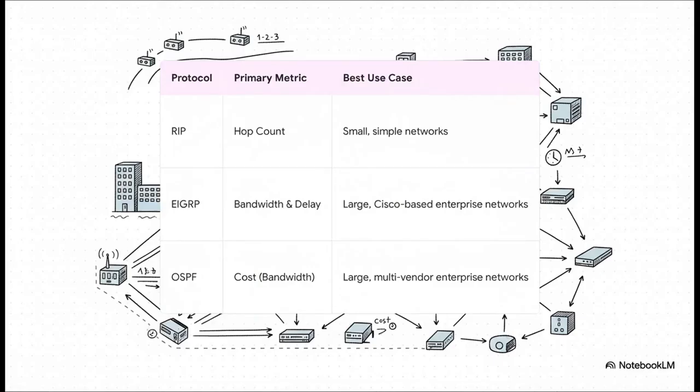Now, there are a bunch of different protocols, but let's look at 3 big ones. RIP is the old simple one. It just counts how many routers or hops it takes to get somewhere. Then there's EIGRP, a much smarter Cisco protocol that looks at things like bandwidth and delay to make a better decision. And OSPF is the open standard version of that, using a metric called cost, which is based on bandwidth, to find the best path. They're all just different GPS algorithms for different kinds of networks.